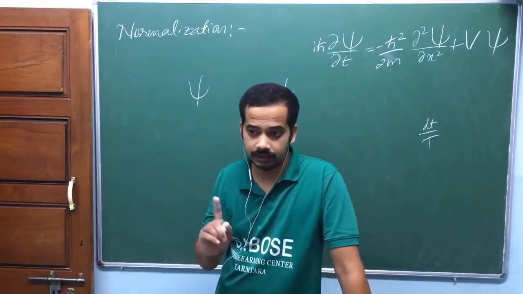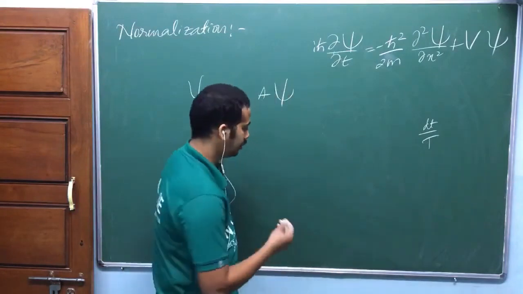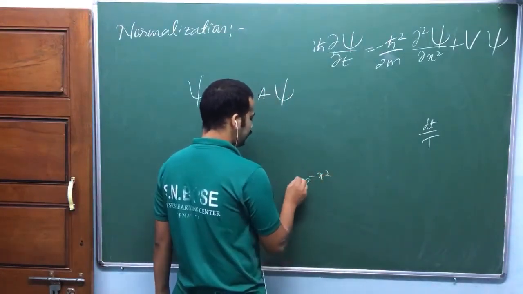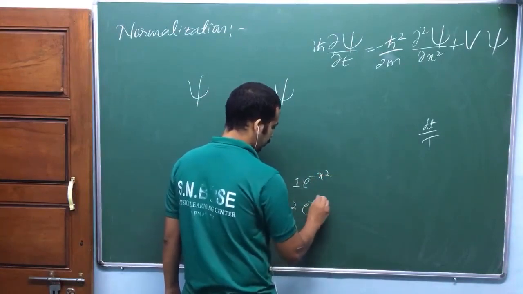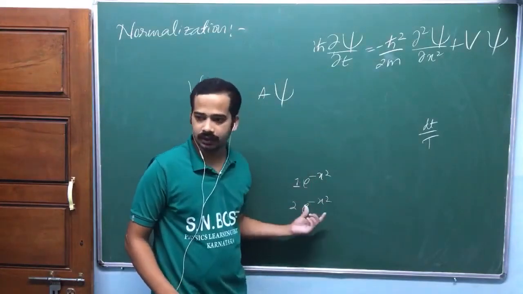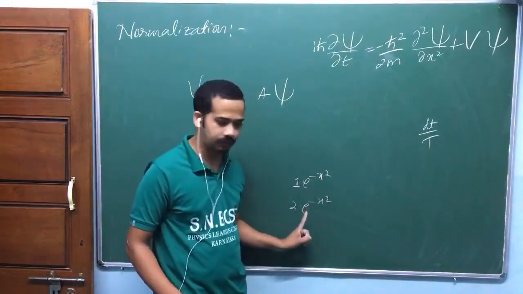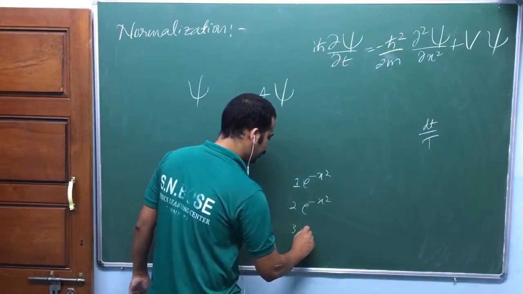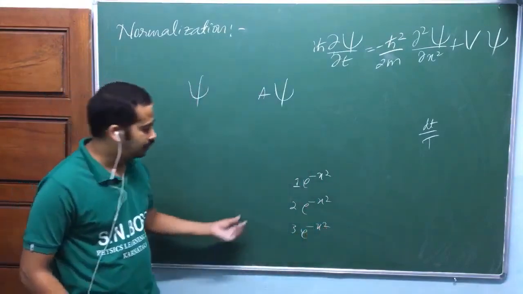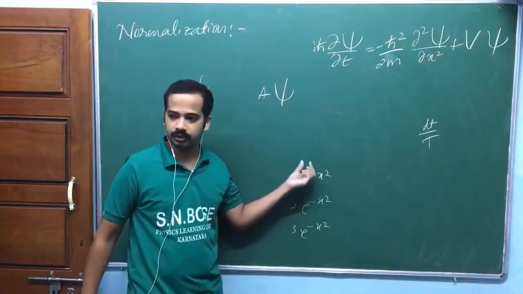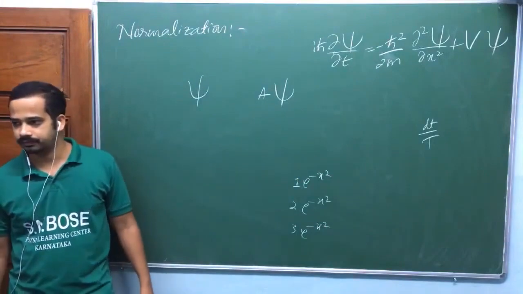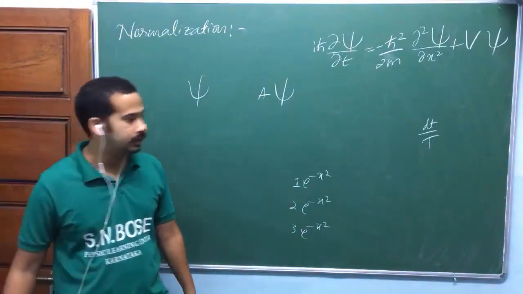not the functionality. Again look at here, suppose you have e power minus x square, okay? If you put 1 here, 2 here, then this functionality will not change, isn't it? It is Gaussian, this is also Gaussian, this is also Gaussian. So 3 into e power minus x square is also Gaussian, isn't it? Now we need to find such a multiplicative constant whose mod psi square area under the curve is 1. Is that okay? We call it the process of normalization.